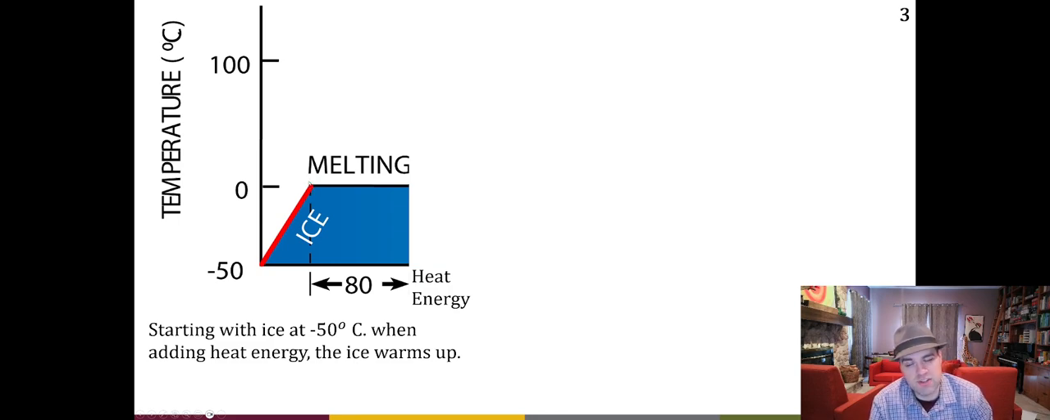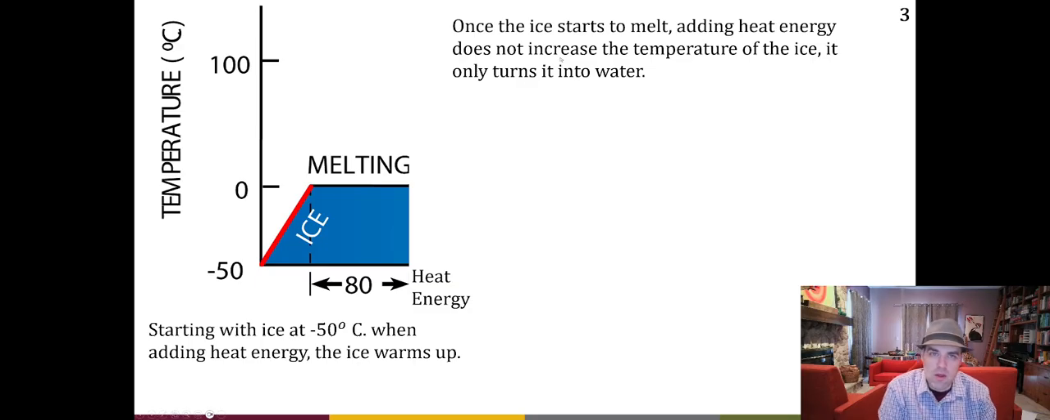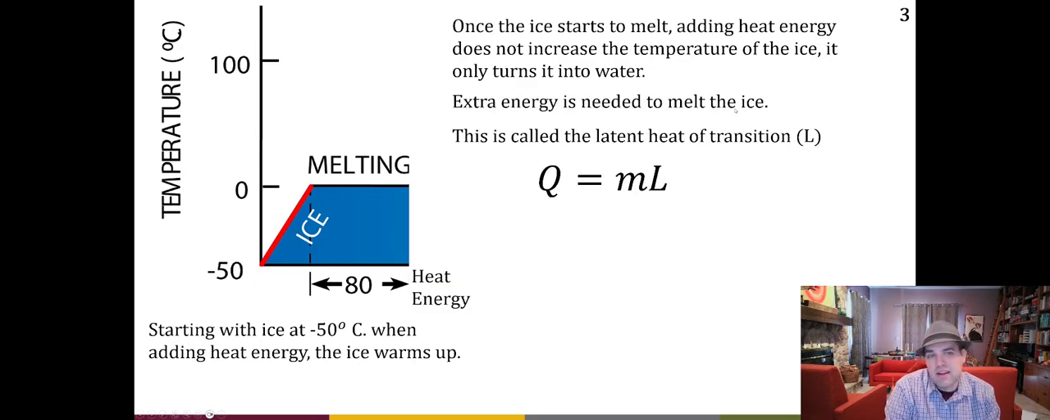Now, something strange starts to happen. As I add energy to the ice, temperature will not increase anymore. It's only going to turn that ice into water. So, there's extra energy needed to melt the ice, and this is called the latent heat of transition.